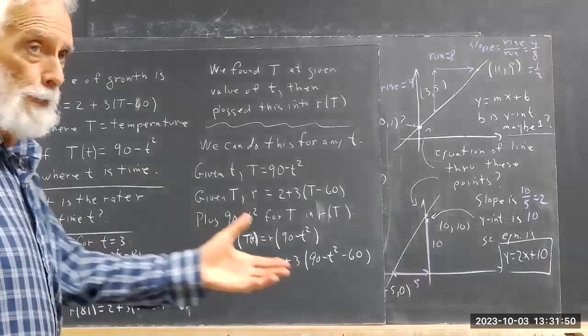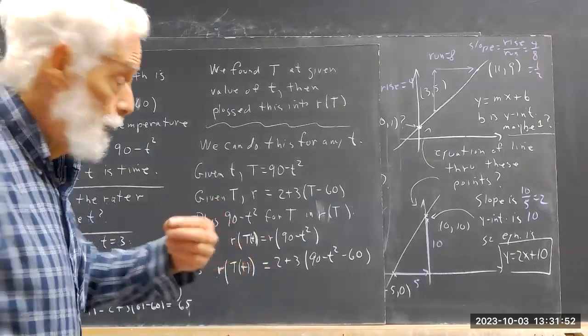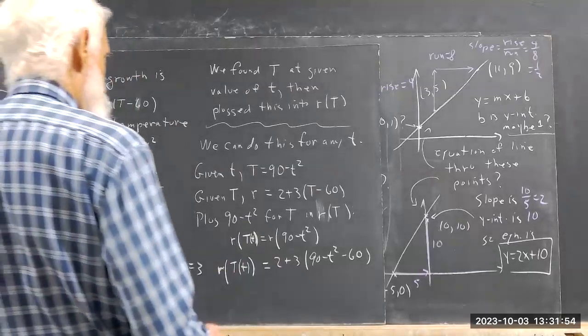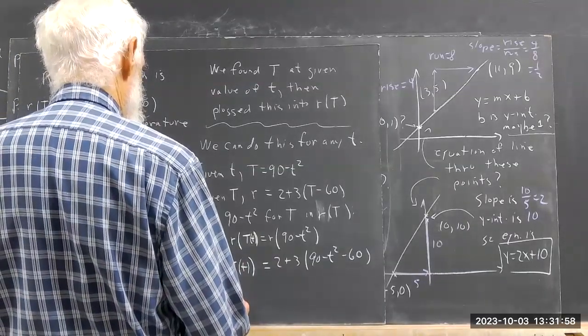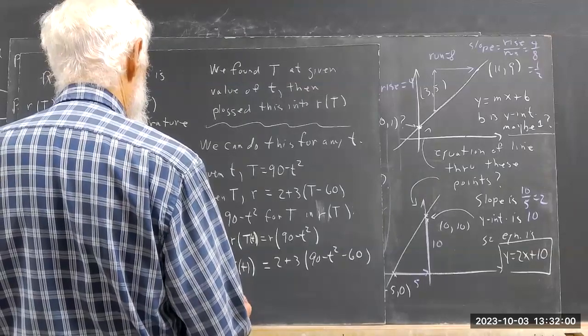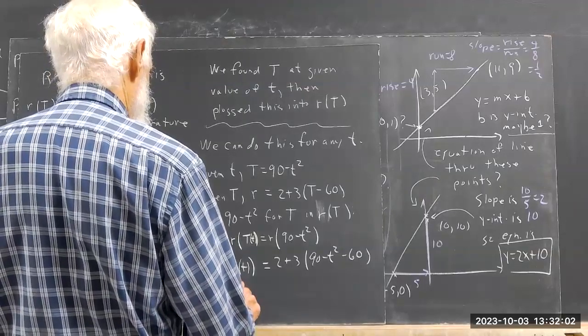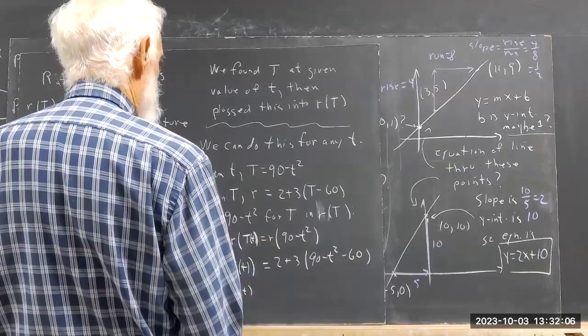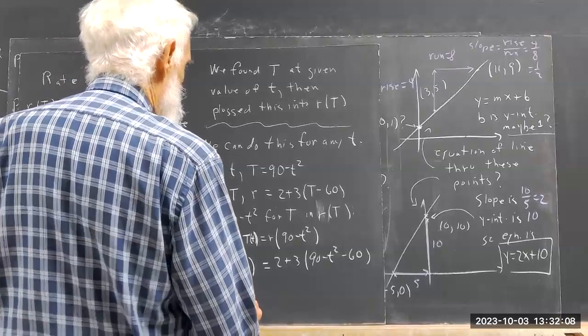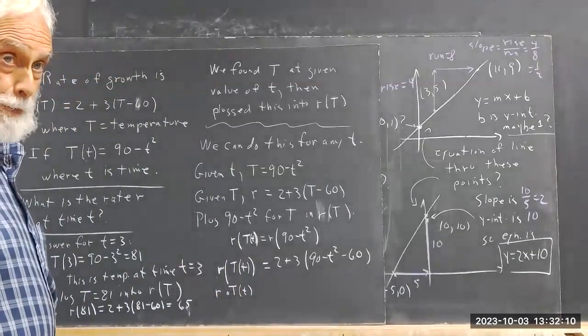Okay, so there's an example of a composite function. And you have a name for this. You call this R circle T, big T, which is a function of little t.